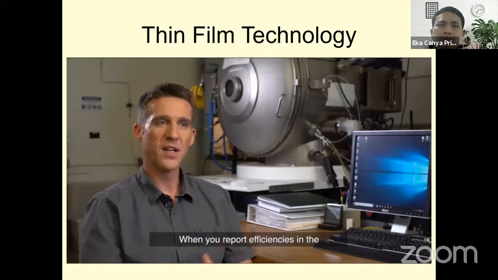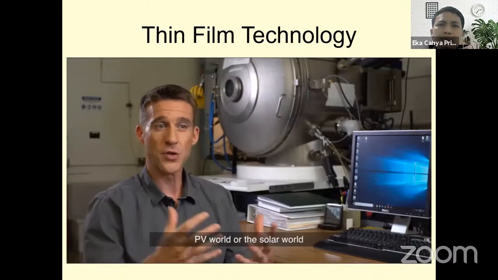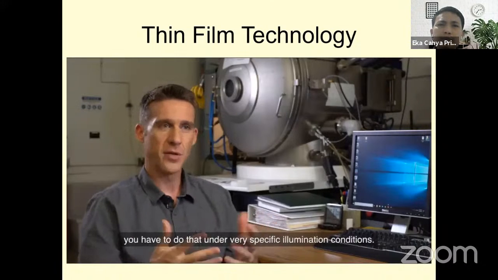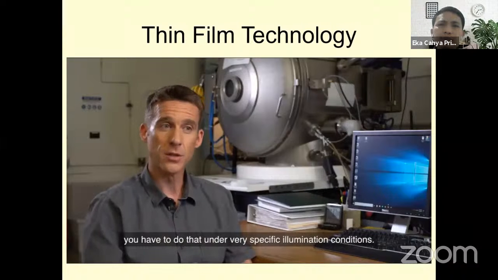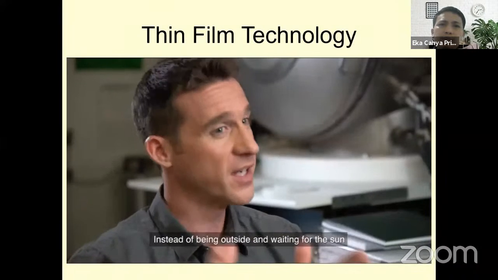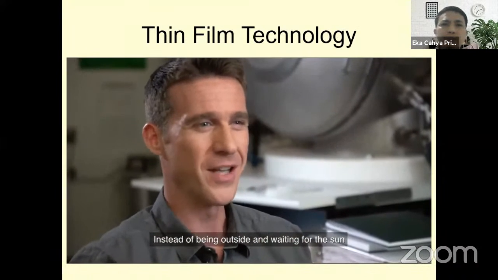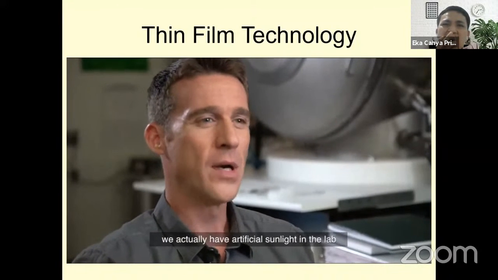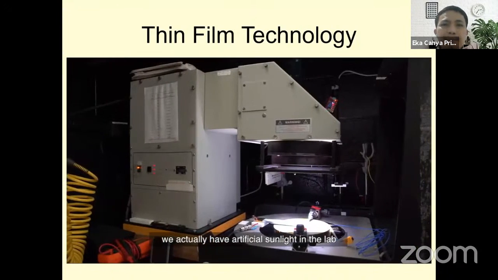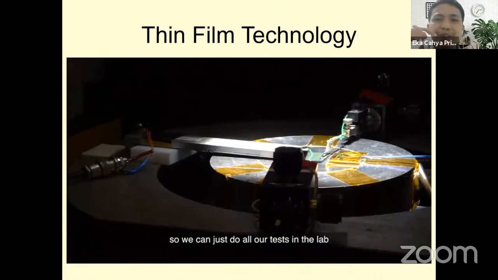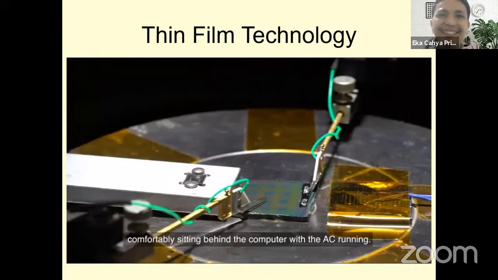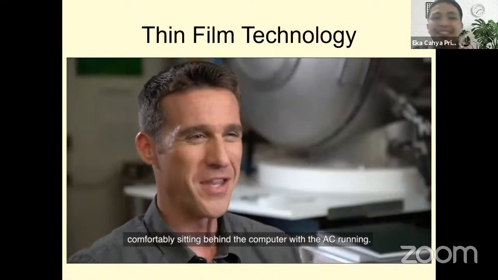When you report efficiencies in the PV world, in the solar world, you have to do that under very specific illumination conditions. And so instead of being outside and waiting for the sun and the weather to cooperate, we actually have an artificial sunlight in the lab. We have this equipment in our lab. We do all our tests in the lab, comfortably sitting behind the computer.